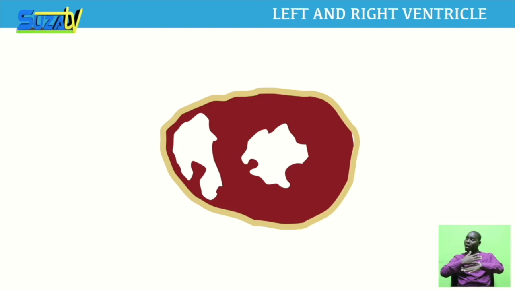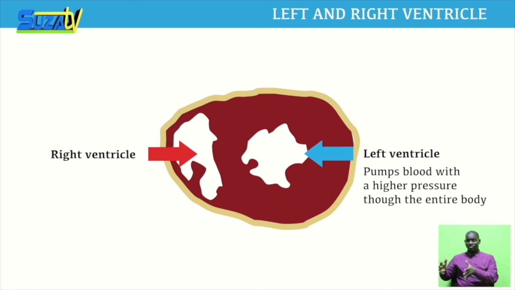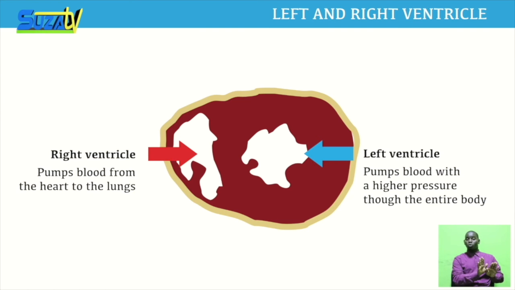The wall of the ventricle is thicker than that of the auricle because the ventricle needs to pump blood to a longer distance. Also, the wall of the left ventricle is much thicker than that of the right ventricle because the left ventricle needs to pump blood under higher pressure through the aorta to all parts of the body, while the right ventricle needs to push blood a shorter distance, just from the heart to the lungs.